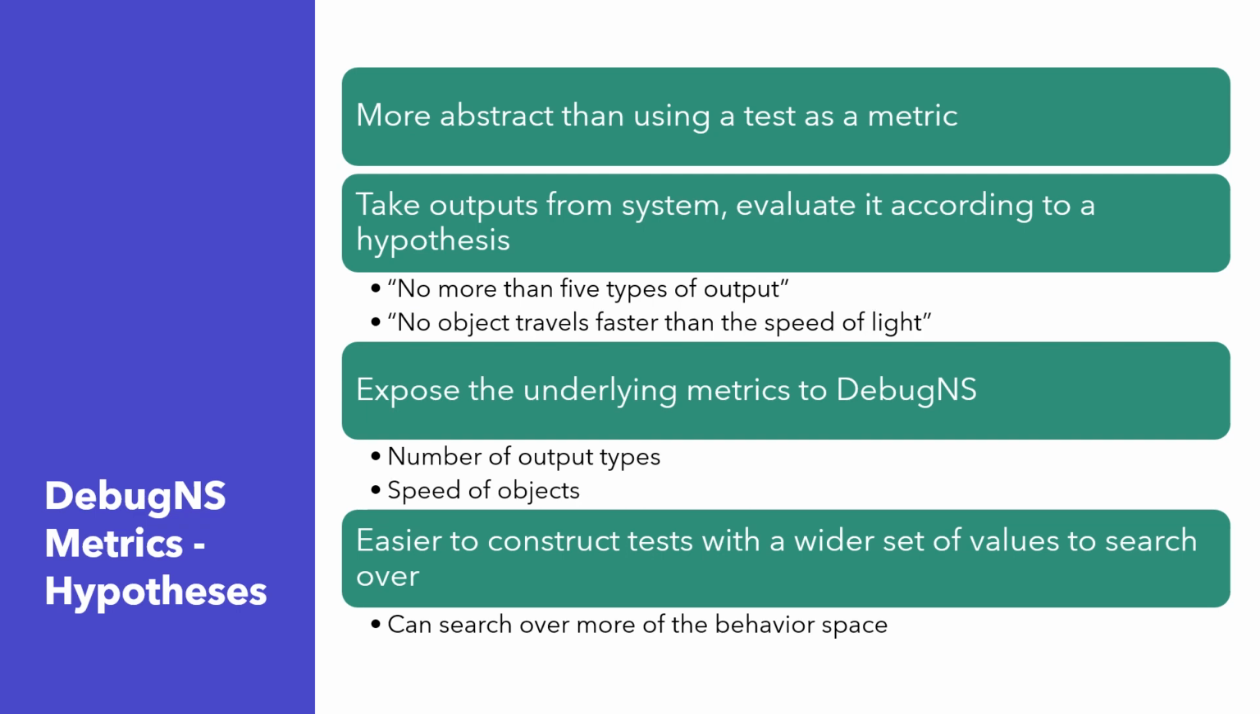Any individuals found that break the hypotheses can then be flagged to the user for investigation. Compared to metrics derived from tests, working from more abstract hypotheses, it's easier to expose more types of input to the novelty search, allowing for more of the behavior space to be examined.